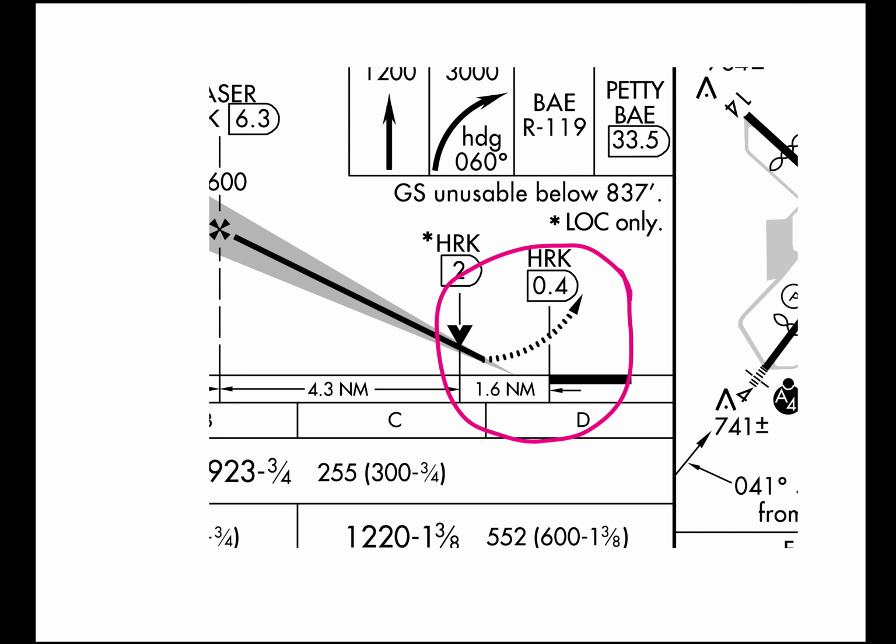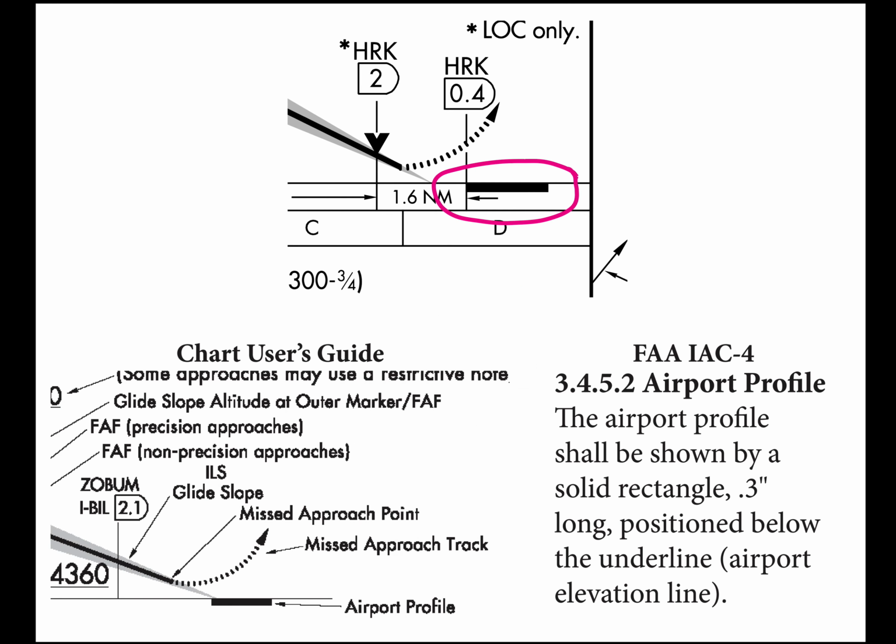The glide slope feather is in fact supposed to be where you'd expect, at the intersection of this black icon, the airport icon or the runway icon. Well, let's take a look. We're going to dissect this a little bit, and it's going to lead us to a discussion of the profile view not being to scale.